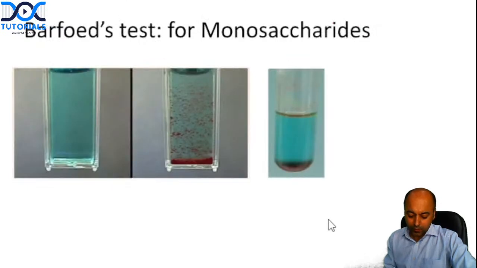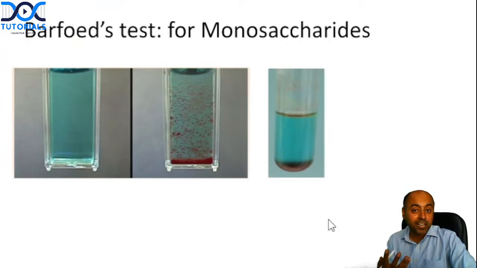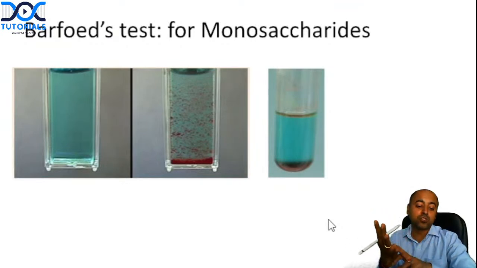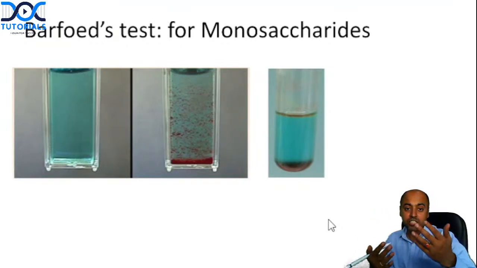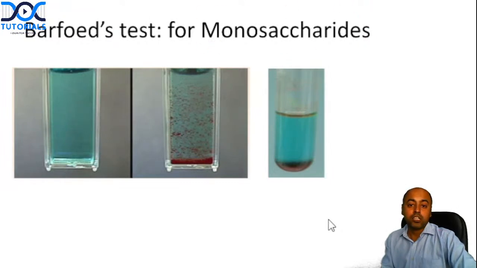Okay, then we have the Barfoed test. Barfoed test will help to distinguish between the reducing monosaccharide and the reducing disaccharide. Remember, we had done the Benedict test, which is positive for both the monosaccharides and the disaccharides. To distinguish, we do the Barfoed test, which is positive only for the monosaccharides.